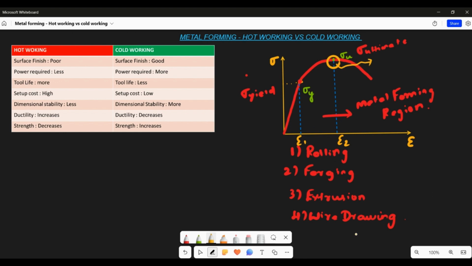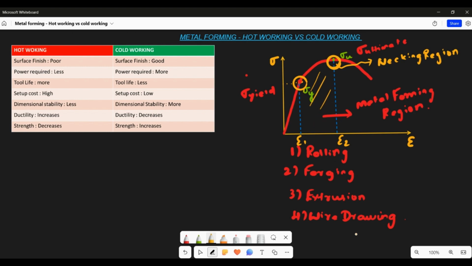This is known as the necking region. So the metal forming region starts from yield and ends with ultimate. If you give stress beyond ultimate, then the material starts to break. So this is the general operating region.